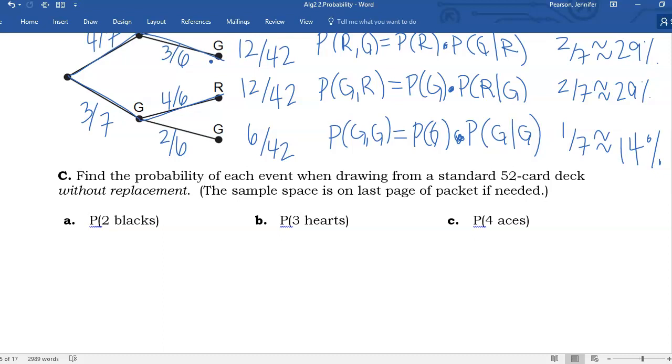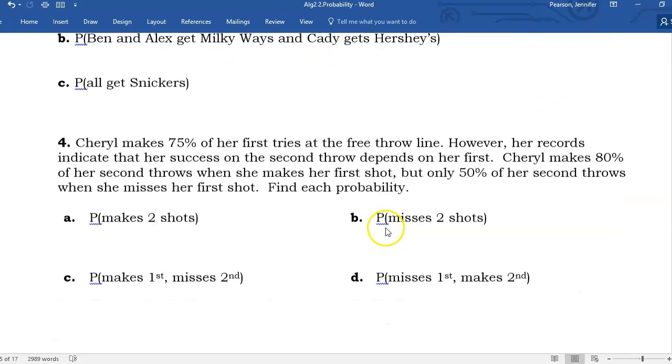So, with all that, what's the probability of getting 2 blacks? I think I want to look at the handout.